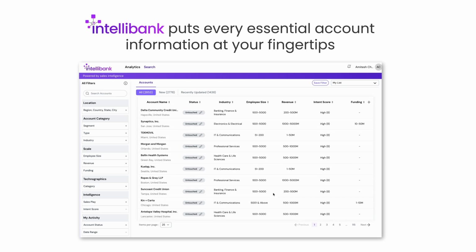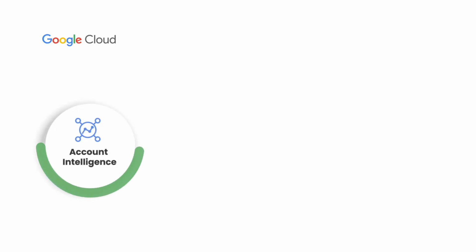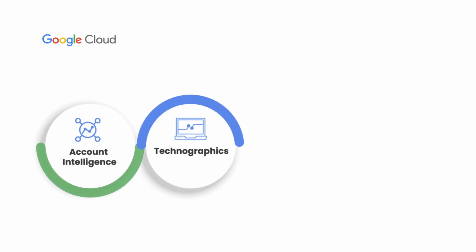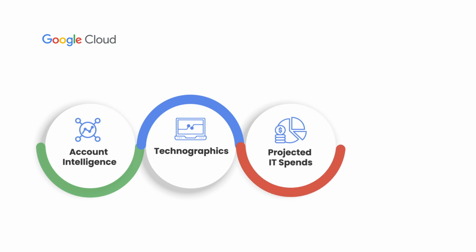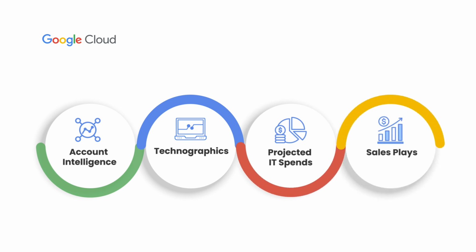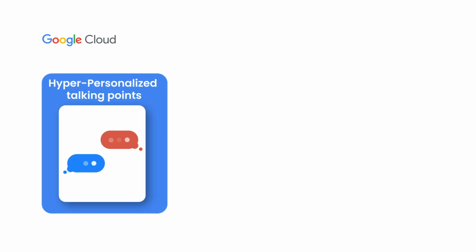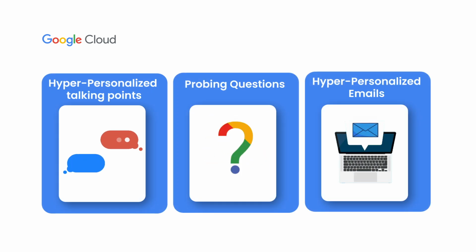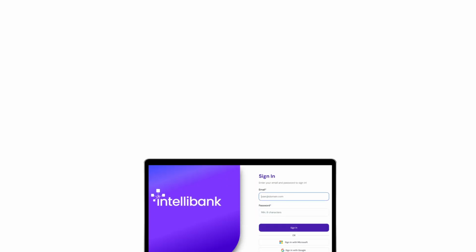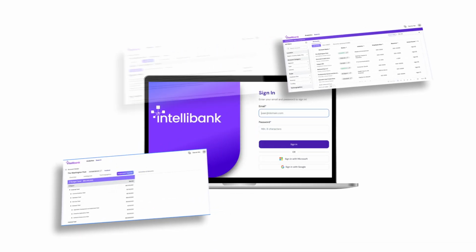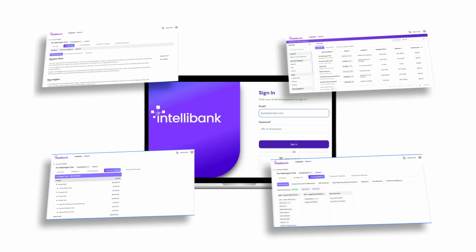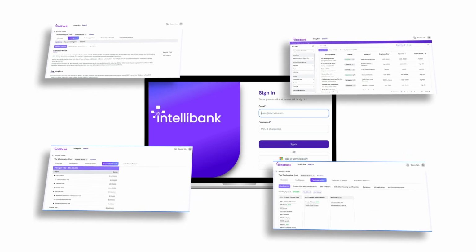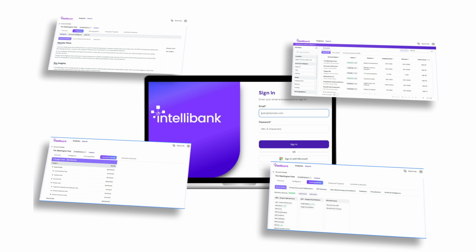Dive deep into each prospect with expansive account intelligence, technographics, projected IT spends, and Google sales plays, personalized to each account. Leverage hyper-personalized talking points, probing questions, and email templates to have more engaging conversations with your prospects. With IntelliBank, you'll see better engagement with prospect accounts, improve your pipeline, and experience faster deal velocity and conversion ratios.